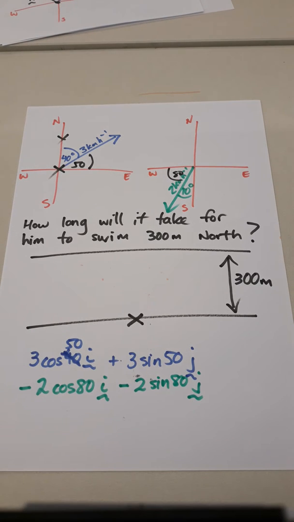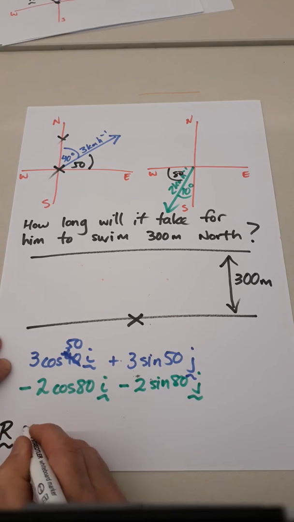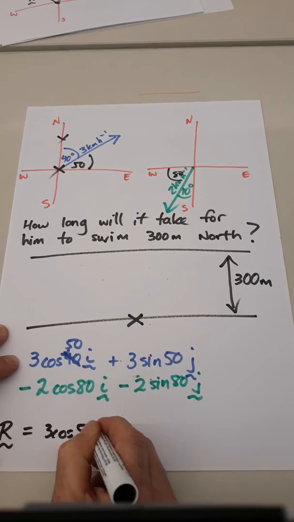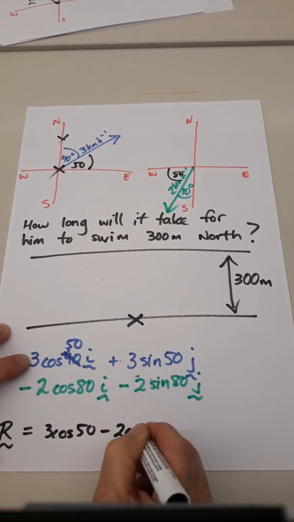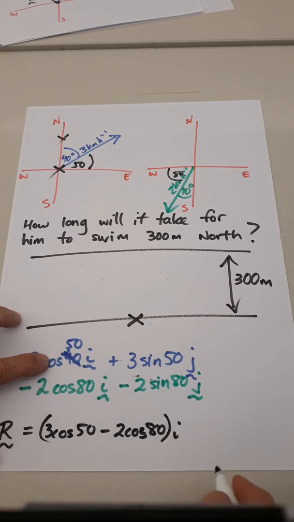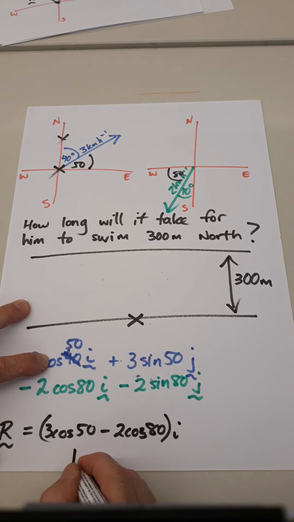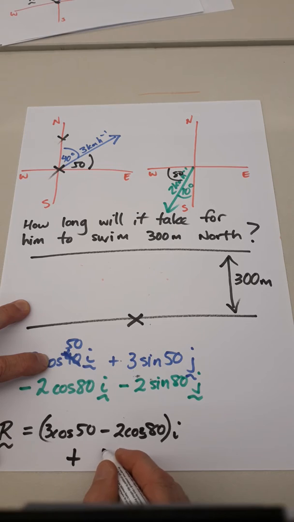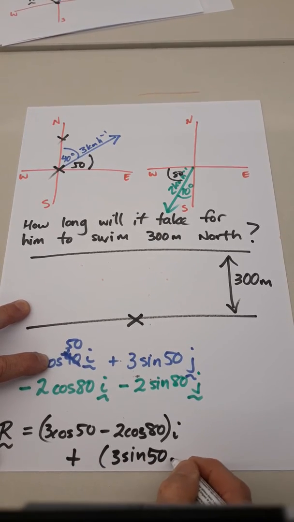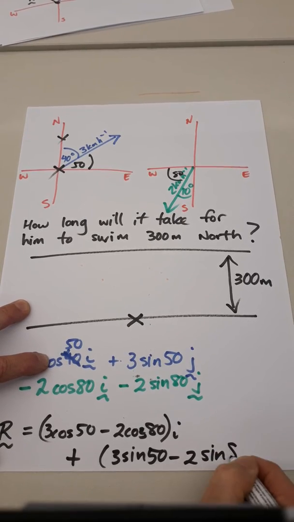I want to add up those two vectors to get a resultant vector. So it'll be 3 cos 50 minus 2 cos 80 i, and 3 sine 50 minus 2 sine 80 j.